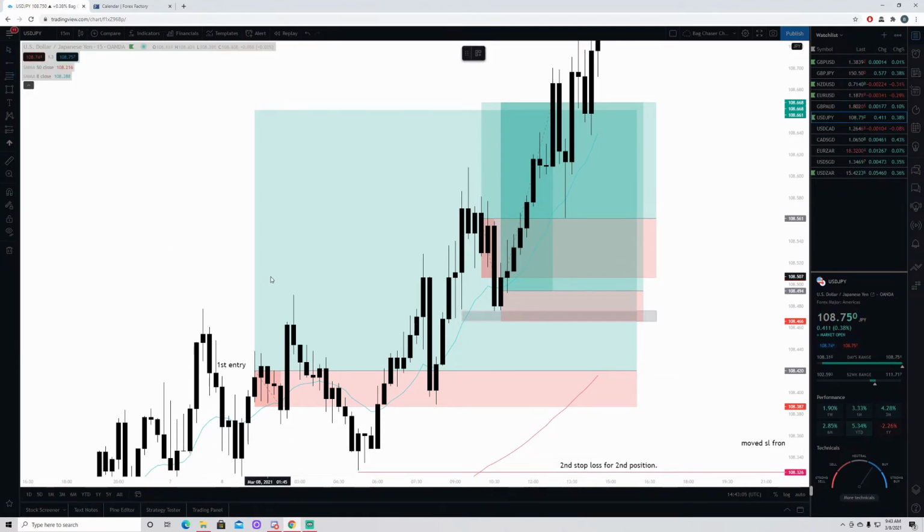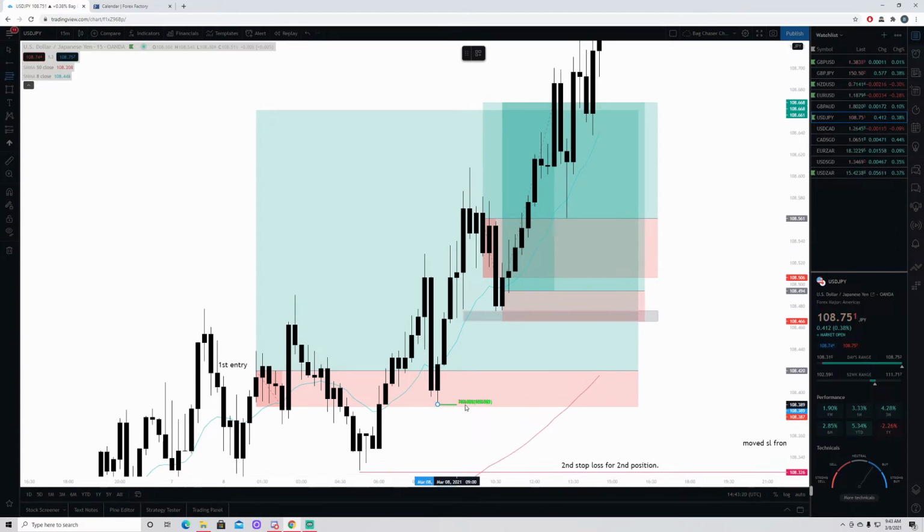But you want to grab your fib, and you want to go from the most recent low, so wherever your stop loss is, and you want to drag, well, on an uptrend. If it's on a downtrend, then you'd want to go from high to low. But since we're on the uptrend, we're going to go from low to high. And I'll show you how to use it with a downtrend in a minute.